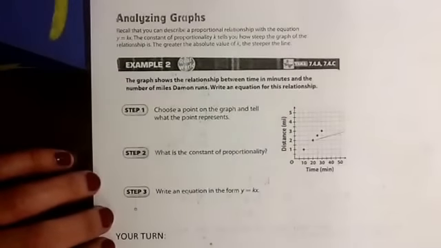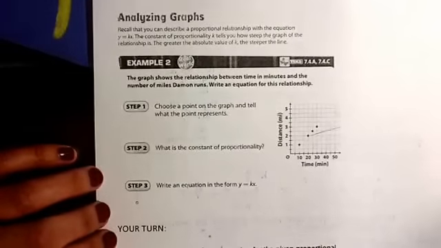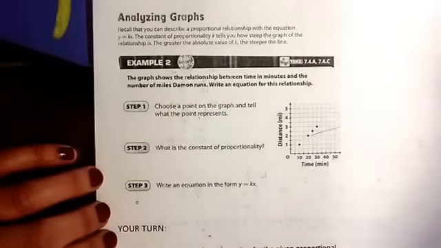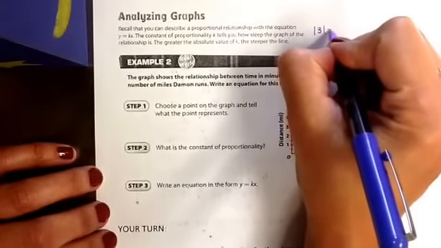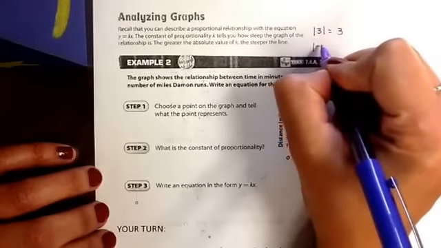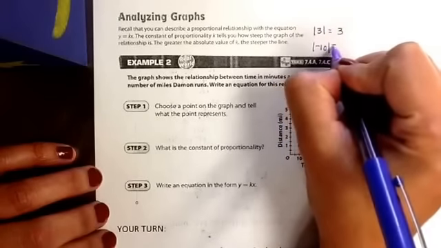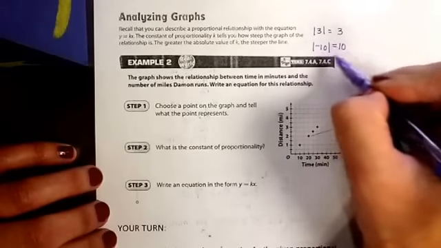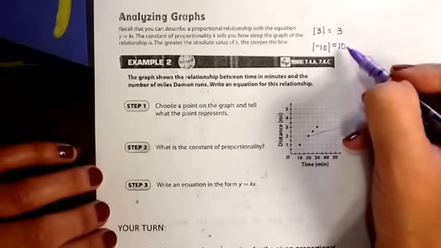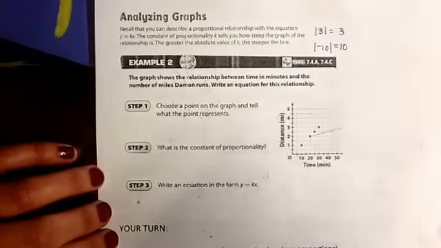Okay, flip your notes over. On this side, we are going to be analyzing graphs. Okay, recall that you can describe a proportional relationship with the equation y equals kx. The constant of proportionality k tells you how steep the graph of the relationship is. The greater the absolute value of k, the steeper the line. Remember what absolute value means? It's the distance away from 0. So a number like negative 10, how far away is negative 10 from 0? It's 10 away. Okay, this has a greater absolute value. So if these two constants of proportionality were being compared, this graph would be steeper. That's all it's saying here.